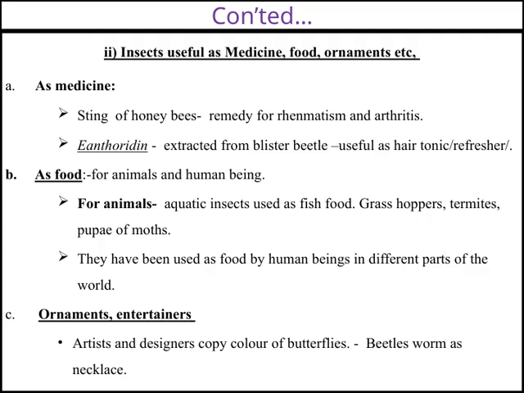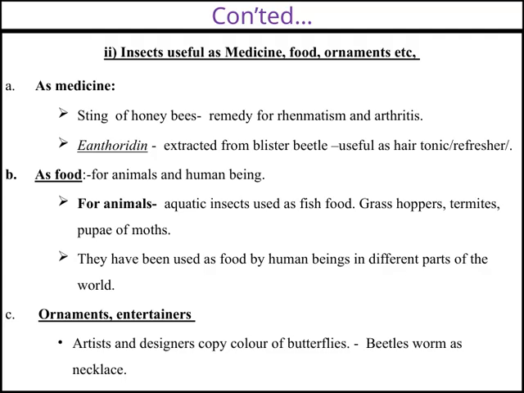Moving on to food, insects are a significant source for both animals and humans. Aquatic insects, such as certain larvae, are used as fish food, providing essential nutrients for aquatic life. For humans, insects like grasshoppers, termites, and pupae of moths are consumed in different parts of the world. They are a sustainable and nutritious food source in many cultures.